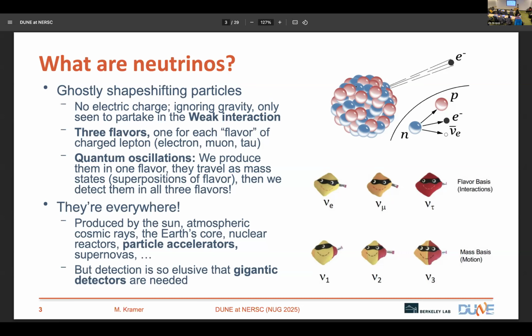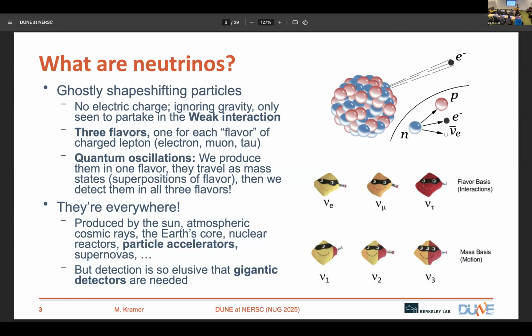But one of the nice things about working with neutrinos is even though they're hard to detect, they're all over the place. They come from the sun, they come from atmospheric cosmic rays, they're produced in the core of the Earth, come from nuclear reactors, and in DUNE's case, they're going to come from particle accelerators, as well as hopefully a supernova. But like I said, they're really hard to detect, so you need really gigantic detectors, and that's one of DUNE's challenges.